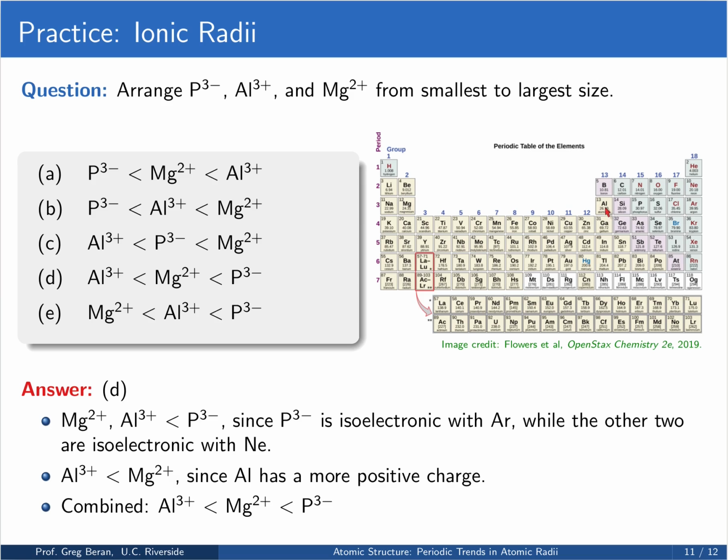If we now compare the aluminum and magnesium, we know that the aluminum has a greater positive charge. It's lost more electrons, so we expect that there's less electron-electron repulsion and that it can hold its electrons more tightly, shrinking its size further. And so overall, we expect aluminum 3+ to be the smallest, then magnesium 2+, then phosphorus 3-.